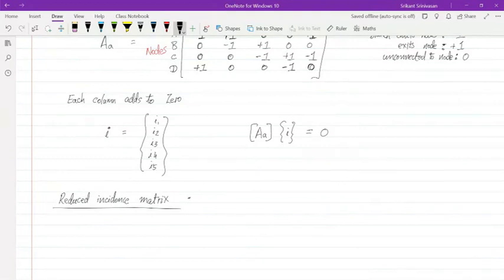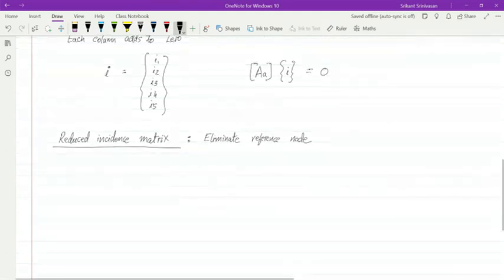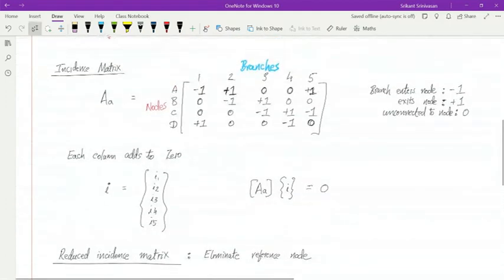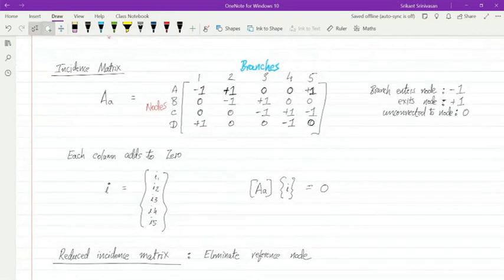So here you basically eliminate what we call the reference node, the reference or ground node. Then my reduced incidence matrix will just be A. Okay. And that's basically what's here. I don't want to rewrite the whole thing.